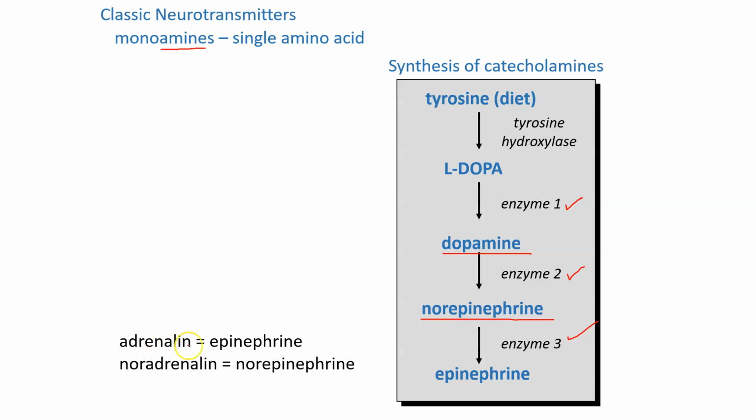If you're not familiar with it, epinephrine is also the same exact chemical as adrenaline. Norepinephrine is the same exact chemical as noradrenaline. But typically, adrenaline and noradrenaline are seen as hormones released by glands, whereas epinephrine and norepinephrine, despite being the same exact chemical, are typically found in the nervous system.